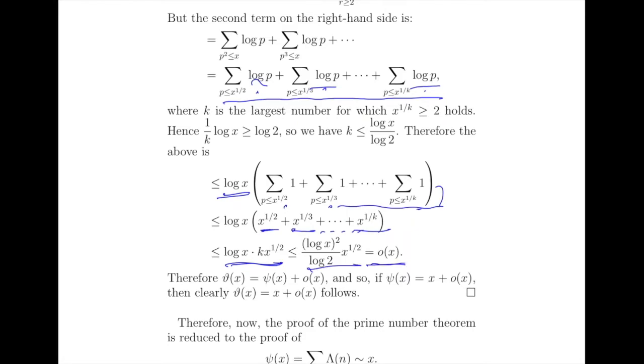So therefore, this is a difference of theta x and psi x, which is less than small o of x, which implies theta x is psi x plus small o of x. Therefore, if psi x is x plus small o of x, then theta x is also. This is a proof of this proposition.